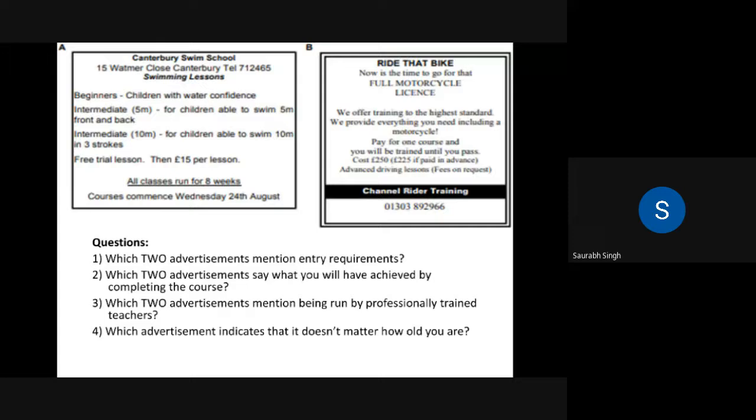Am I audible? Some children with water confidence. Yes. So water confidence, they are asking the water confidence, right? Yes, ma'am. So that is an entry requirement. For beginners, the children should have water confidence. तभी admission होगा. Getting it? Entry की एक requirement है ये. Good. So A and E is the correct answer.